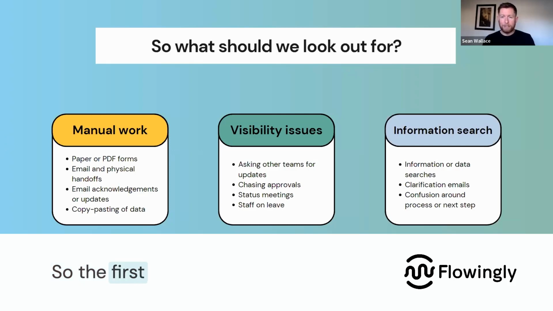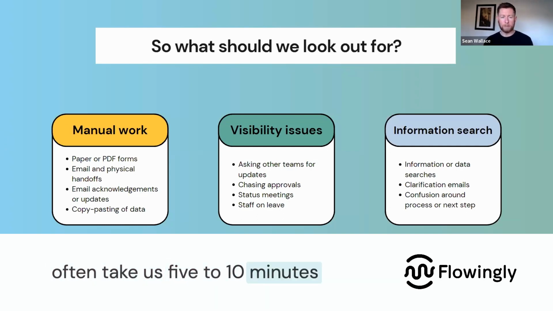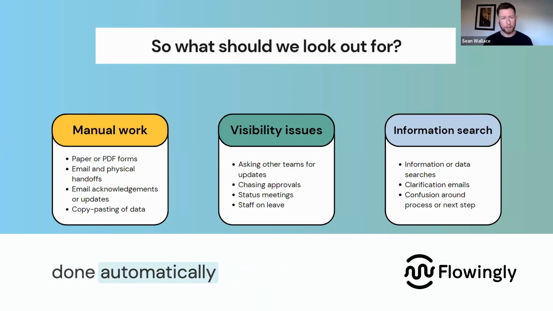So the first thing that we're looking at is manual work. Where are we putting in manual effort that we could automate, that could be done by something else, not by ourselves? Where are we writing emails, which often take us 5 to 10 minutes to write, that could just be done automatically by a machine? So we're looking for that manual work.